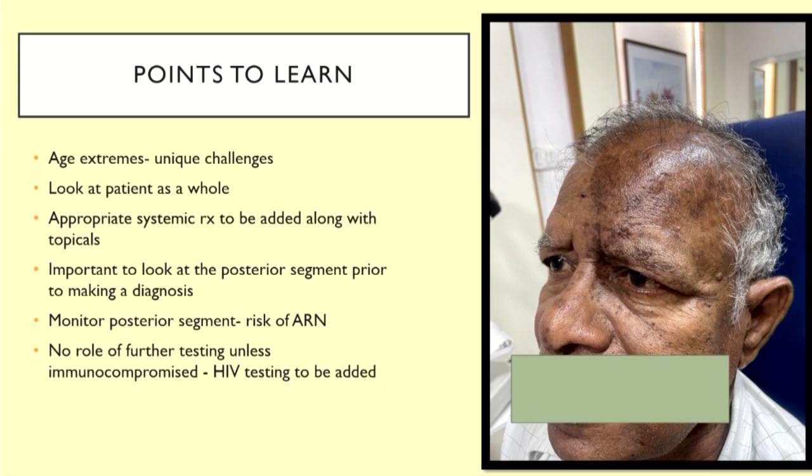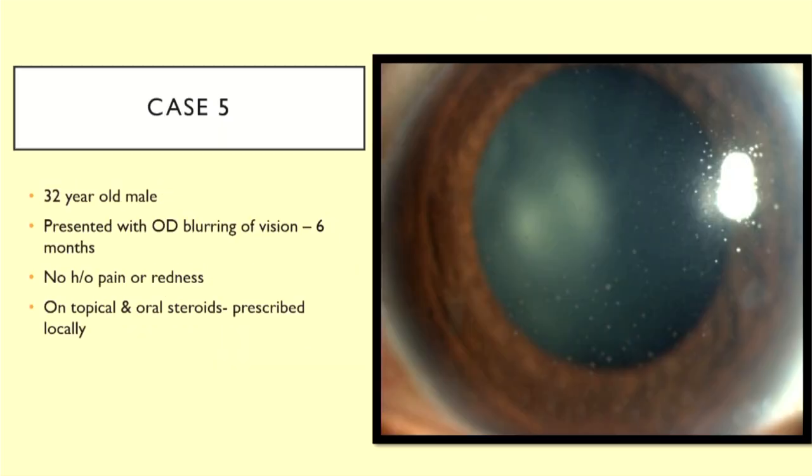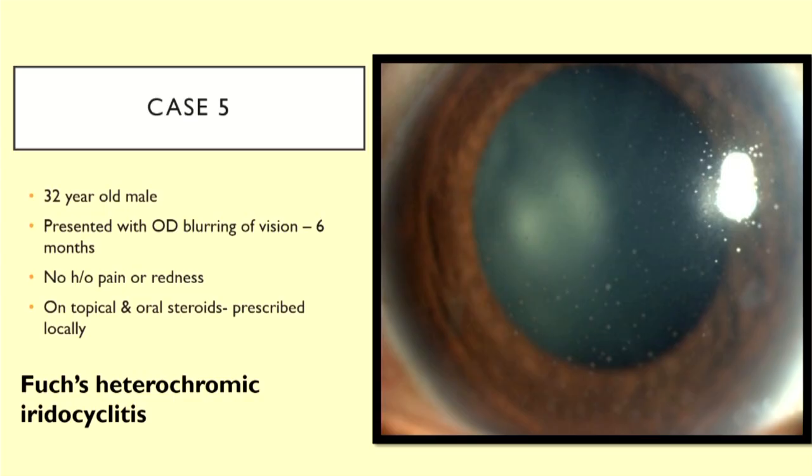So 32-year-old male now, right eye blurring of vision since 6 months, no history of pain or redness, but is already on topical steroids, is already on oral steroids, which was started locally. What is your diagnosis? Yes, so this is Fuchs. So you should know that this is Fuchs.